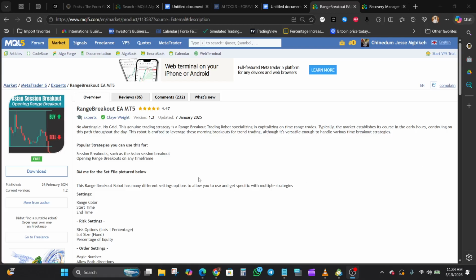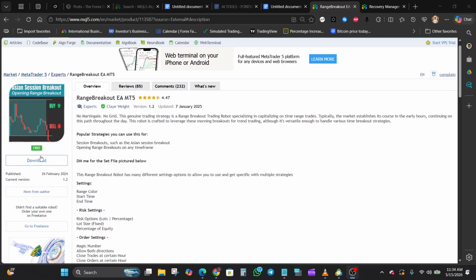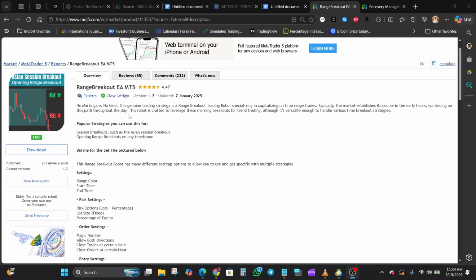All right, on my screen right now, I am looking at the MQL5 marketplace page for the Range Breakout EA by Claye Weight, version 1.2, last updated on 7th January 2025. Now, this is currently listed as a free expert advisor, and right at the top, it clearly presents itself as a range breakout trading robot designed to capitalize on early market structure, especially those morning breakout movements where price tends to establish direction and then continue throughout the session.